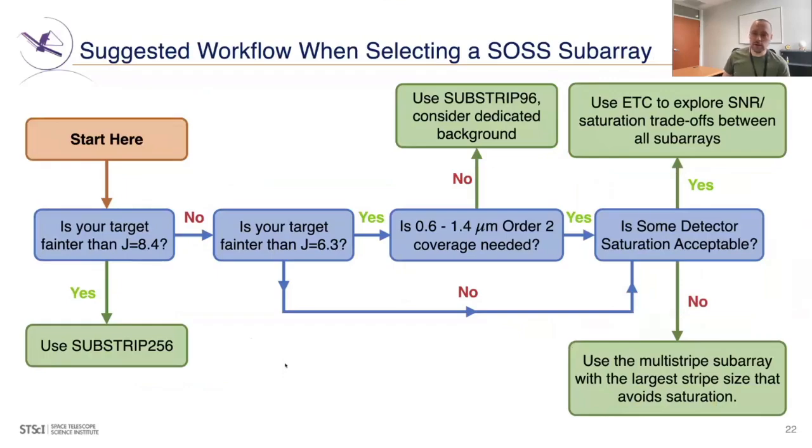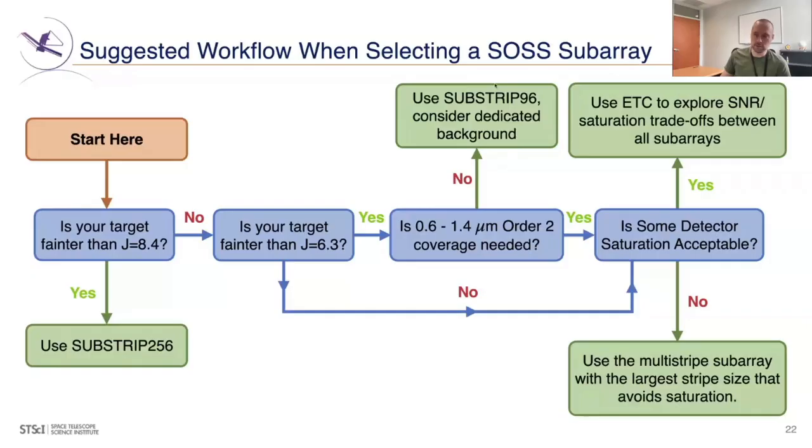Okay, so here's my workflow for when you're thinking about this. First question: is your target fainter than J equals 8.4? If your answer is yes, you should just be using SUBSTRIP256, more than likely. I don't think there are many compelling reasons to do otherwise. If your answer is no, then your next question should be, is your target fainter than J equals 6.3? If that is yes, then you could still use SUBSTRIP96, in which case you need to ask, is 0.6 to 1.4 microns of order 2 coverage really needed? If you aren't too interested in it, then you can just use SUBSTRIP96.